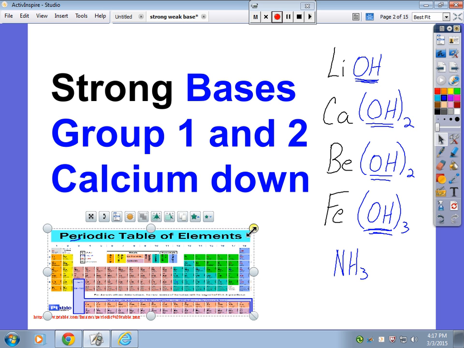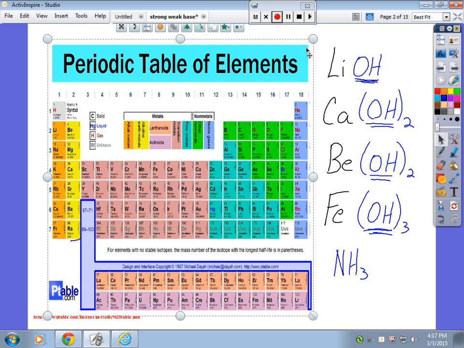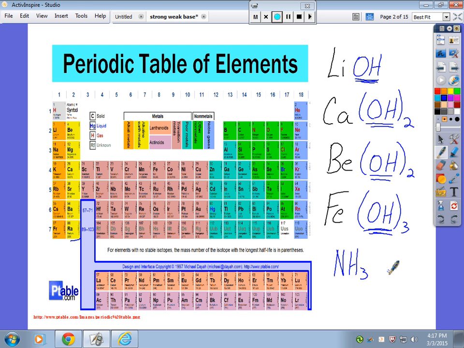Now, here's a periodic table, and I have some examples on the right-hand side of bases. If you'll notice, most of them are OH, so those are Arrhenius bases. That triggers me that I have bases, except for this very last one, NH3. But that's a base. It turns litmus paper blue, so I know it's a base.